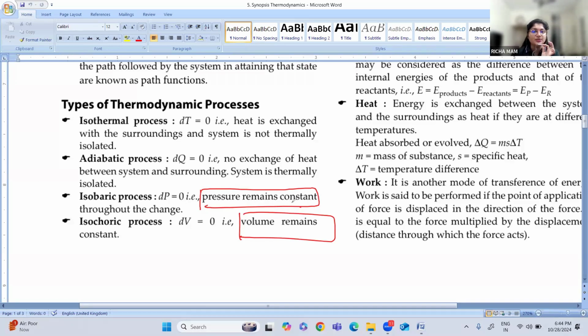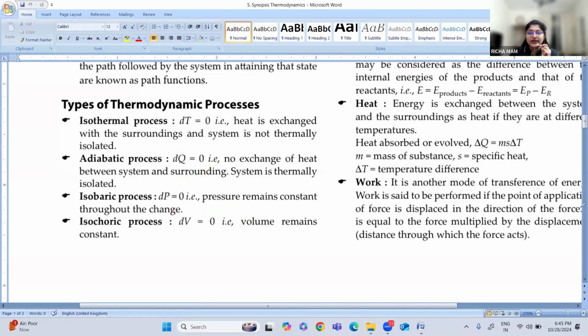Remember that in isothermal, heat is exchanged between the system and the surrounding. Adiabatic means no exchange of heat is taking place. In isobaric, we keep pressure constant, and in the isochoric process, volume is constant. So dT equals 0 for isothermal, dQ equals 0 for adiabatic, that is no exchange of heat, dP equals 0 for isobaric, that is pressure is kept constant, and dV equals 0 for isochoric, that is volume is kept constant.